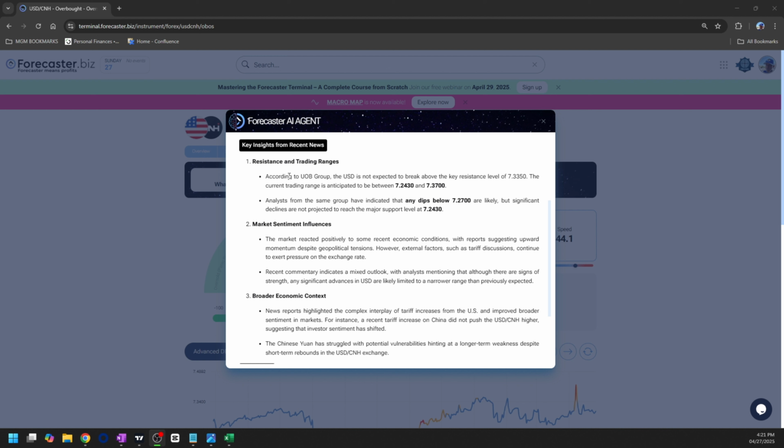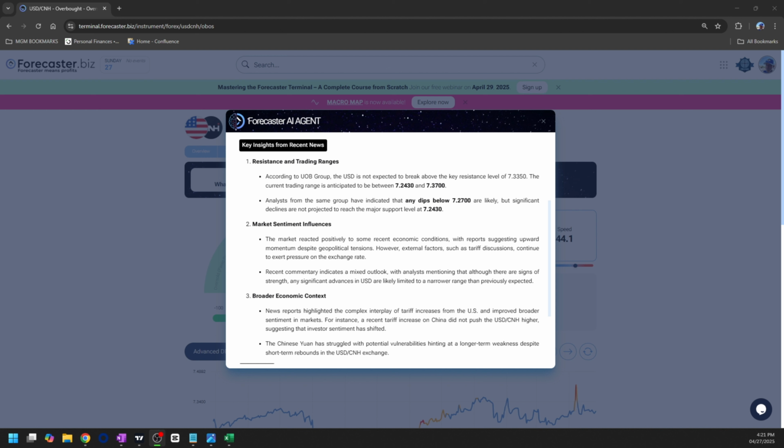So, just the key insights, recent news, and resistance trading ranges according to UOB Group. The USD is not expected to break above the key resistance level of 7.3350, and I'm going to show you what that is on the chart in just a second. The current trading range is anticipated between 7.24 and 7.37. Now, here's where it gets interesting. Analysts from the same group indicated that dips below 7.27, which I'm going to display, are likely, but significant declines are not projected to reach the major support level of 7.24.